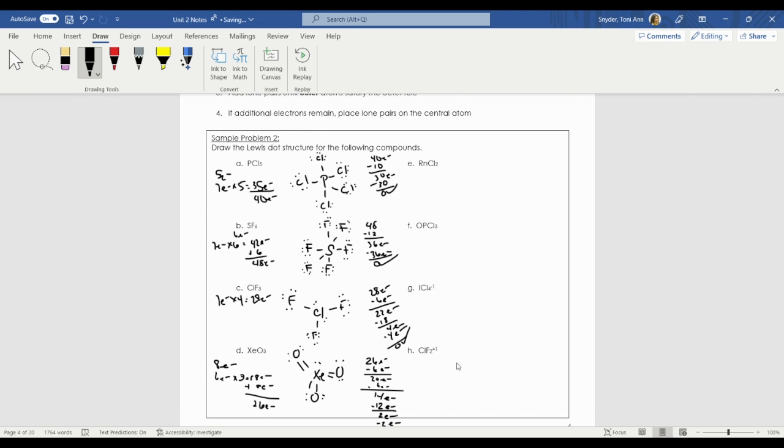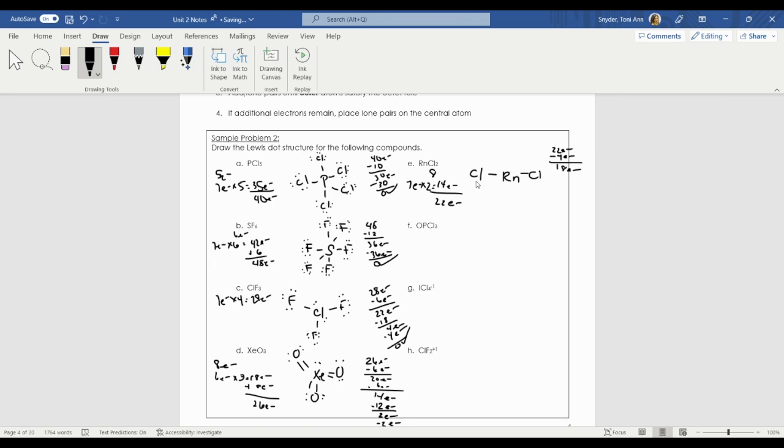Let's try the next one, radon dichloride. So count up your electrons. Radon's got 8, and chlorine has 7. But there's 2 of them, so that means there's 14. 14 plus 8 gives us 22 electrons. Least electronegative is going to be radon. Radon goes in the middle. And let's tack on some chlorines. Let's keep track of those electrons. I have 22 minus 4 gives me 18. Still got 18 left to place on here.